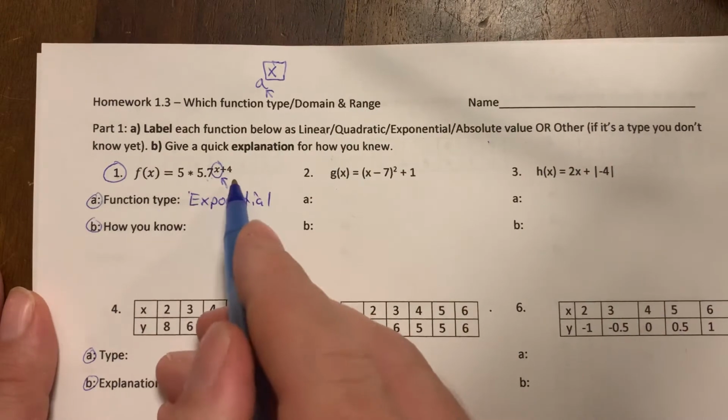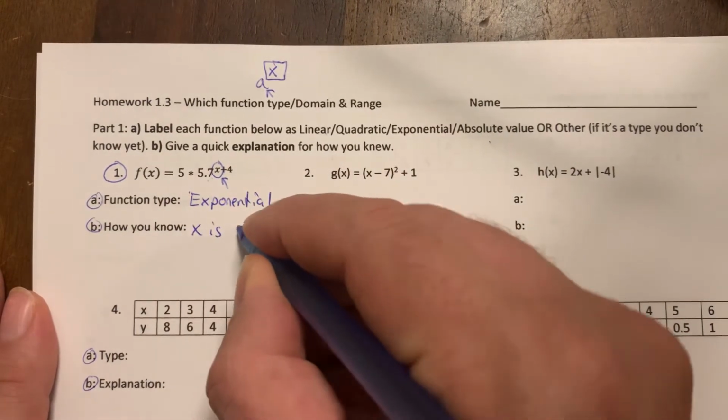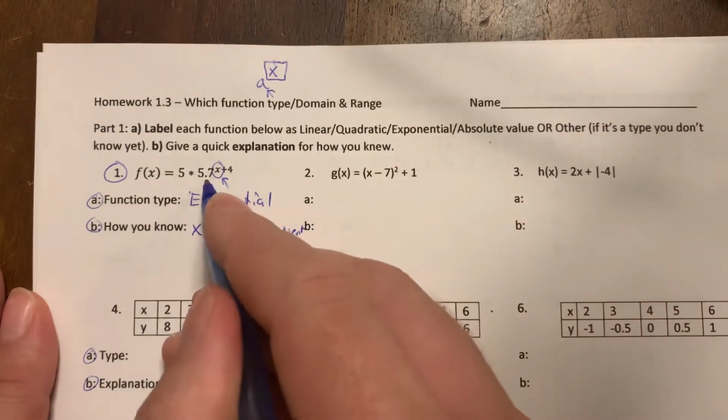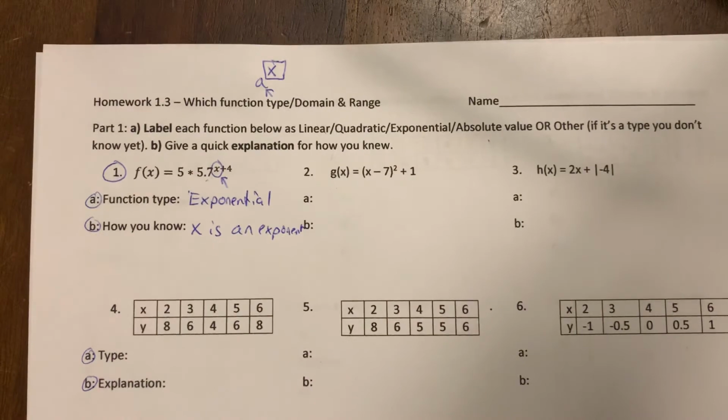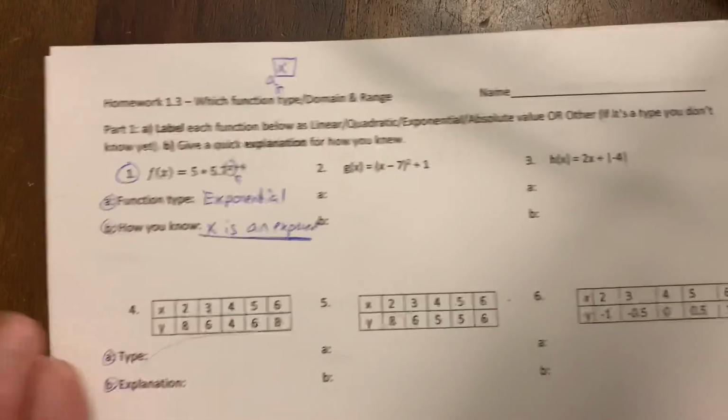And when I look at this, the key thing in this case was that x is an exponent. So anytime you have x as an exponent, you should be thinking exponential. All right, and this is the kind of explanation I'm looking for.